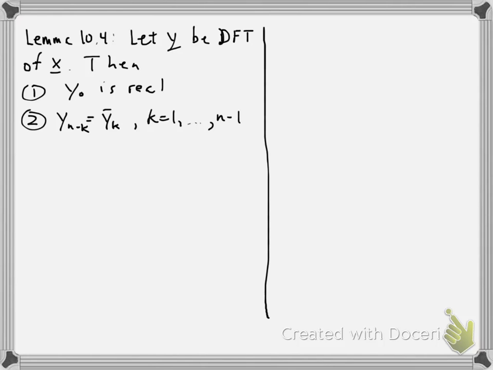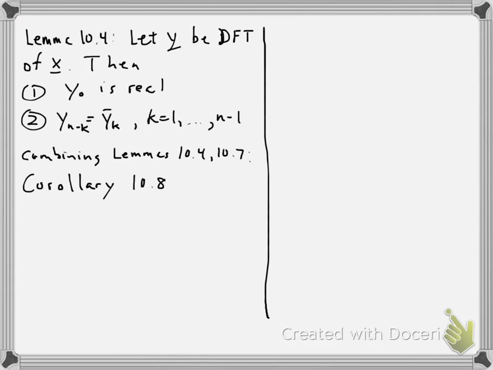So combining lemmas 10.4 and 10.7, we get corollary 10.8, which simplifies Q even further. So corollary 10.8, and I'm not going to write down the hypotheses of corollary 10.8. Basically, it's for our data set that's evenly spaced, T sub j, X sub j, where the X sub j are all real, and we've computed the discrete Fourier transform of X to get Y and the coefficients of Y. We have the following result.